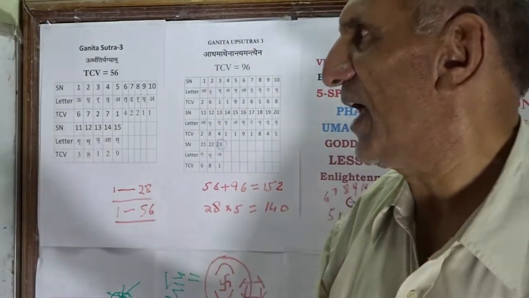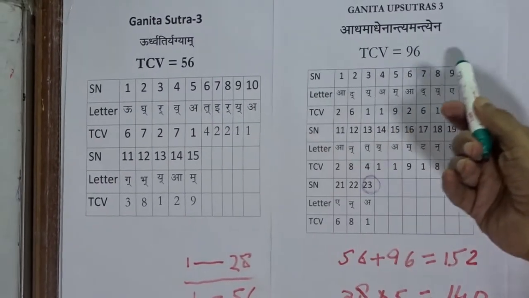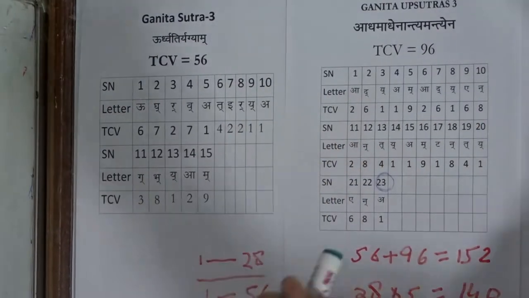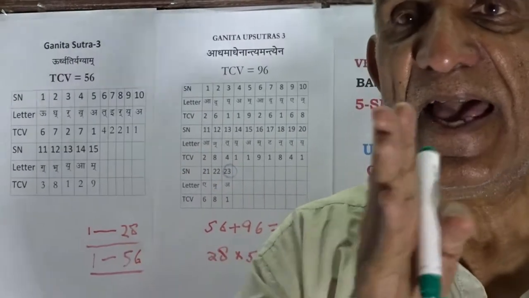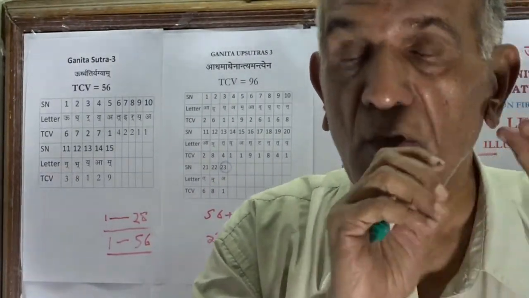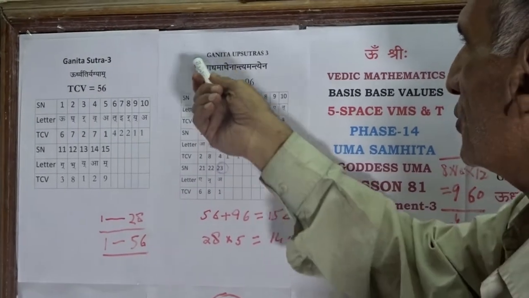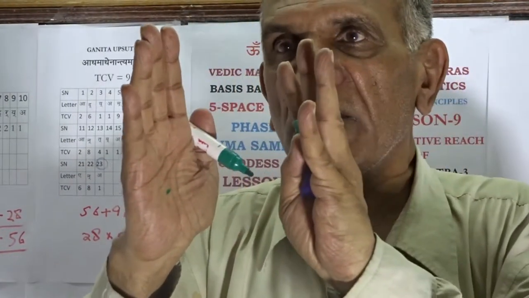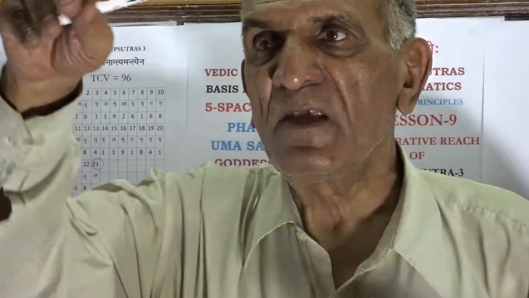It would be blissful to take note that the TCV value of the 15 letters of Ganita Sutra 3 and the TCV value 96 of 23 letters of Ganita Upsutra 3 together make a value 152. Make a note in the Vedic Mathematics Referencer as well as in the TCV Dictionary as to how the transcendental code values of Ganita Sutra 3 together with the transcendental code values of Ganita Upsutra 3 make a value 152, and 152 is a value of the organization format of 10 into 14, 140 values, because of the 10 creative components of a transcendental domain stripping off and getting fulfilled within the solar universe.